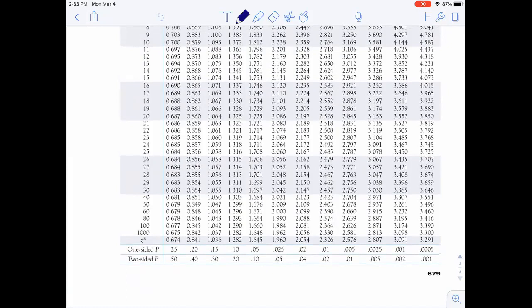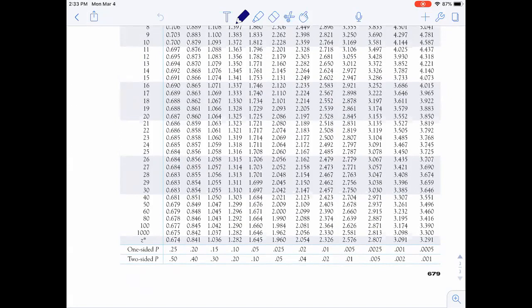Down here, we've got our one-sided p and our two-sided p. We already know about the one-sided p-value and our two-sided p-value. I'll only focus on the one-sided p-value just because the two-sided p-value is just the one-sided p-value times 2. You can check it, but 0.25 times 2 is 0.5, blah, blah, blah. Okay. So I'm just going to talk about the one-sided p.